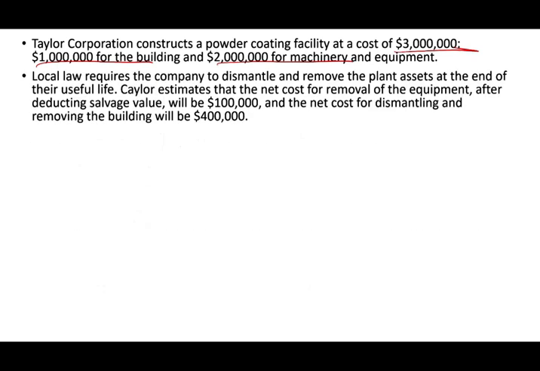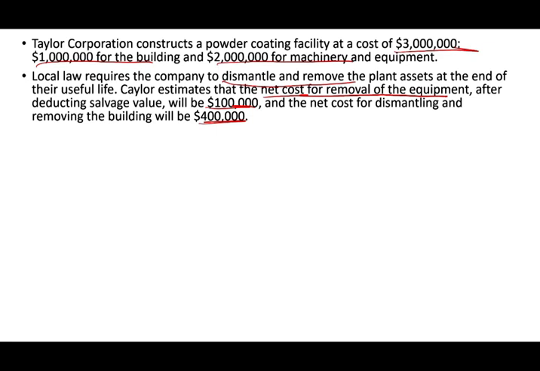Local law requires the company to dismantle and remove the plant at the end of its useful life. So notice here we have an additional requirement, because once you are done with that powder coating facility, you have to dismantle and remove the building. Now what's going to happen? The company will have to estimate the net cost of removal of the equipment after deducting salvage value. It will be $100,000, and the net cost for dismantling and removing the building will be $400,000. So with the equipment, it's going to cost them $100,000 to remove it, and the building, it's going to cost them $400,000 to remove it.